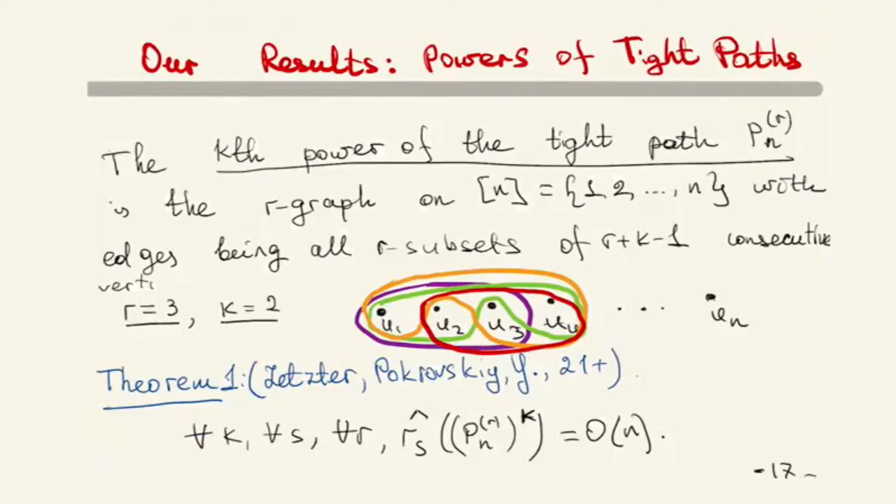You have n vertices, and if you take any r plus k minus 1 consecutive vertices, then you must see a complete graph of uniformity r. For example, if r is 3 and k is 2, then any r plus k minus 1, which is 4, consecutive vertices have a complete graph sitting on them. This is the picture. And what we showed is that for these graphs also the size Ramsey number is linear.